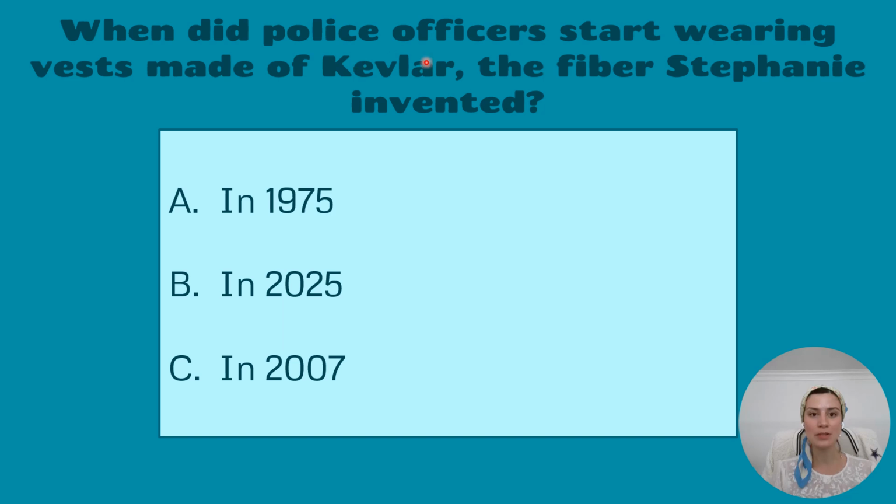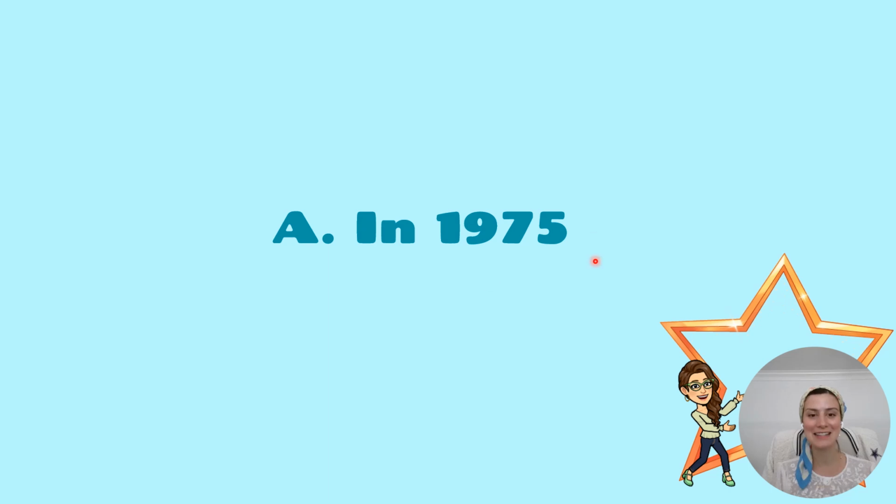Next question. When did police officers start wearing vests made of Kevlar, the fiber Stephanie invented? A, in 1975, B, in 2025, or C, in 2007? When did police officers start wearing vests made of Kevlar, the fiber Stephanie invented? A, in 1975, B, in 2025, or C, in 2007? The answer is A, in 1975.